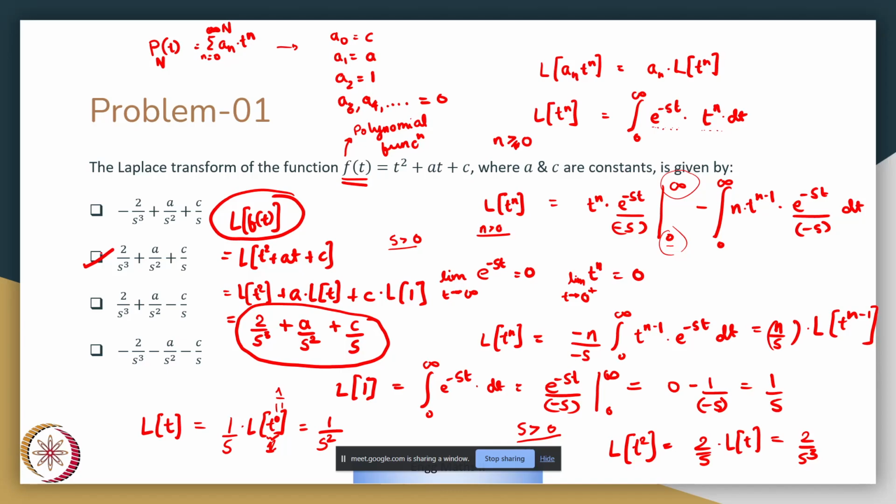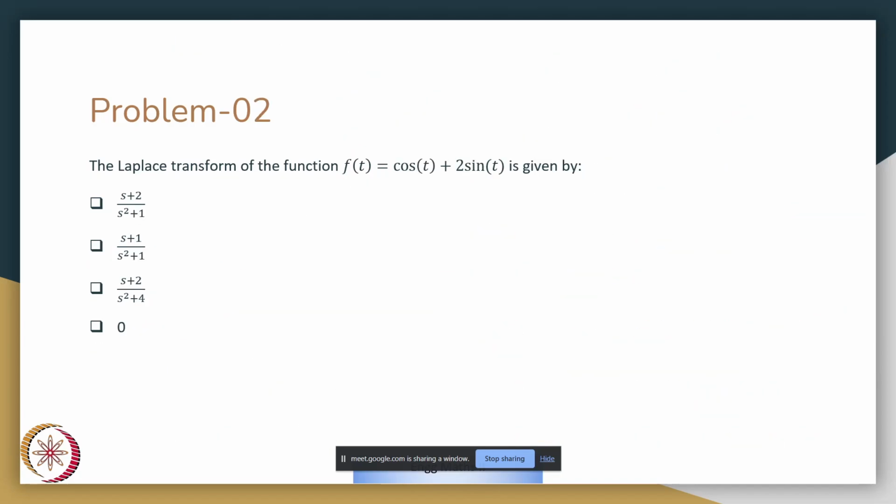Okay, so hope this problem is clear. It's a simple problem which goes back to how Laplace transform is calculated for polynomial functions. Okay, if there are no doubts here, we move to the next problem, number 2.